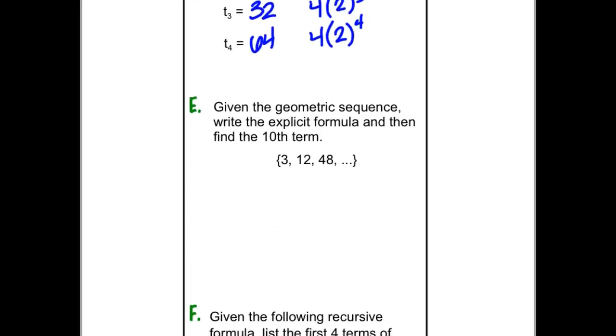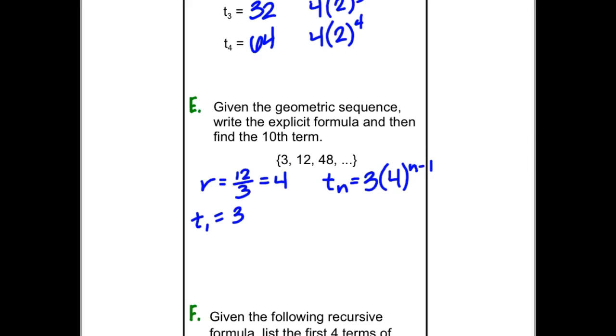Now we have the geometric sequence. We need to write the explicit formula and then use it to find the 10th term. So I see, first I need to find r. That is going to be 12 divided by 3, so r is 4. We know term 1 is 3. So that means that my explicit formula will be term n equals term 1, which is 3, times r, which is 4, to the n minus 1 power.